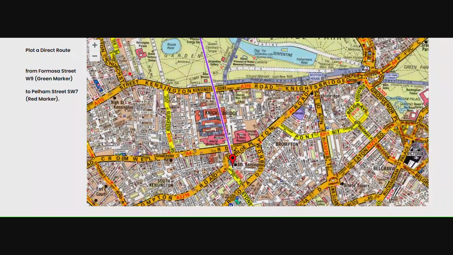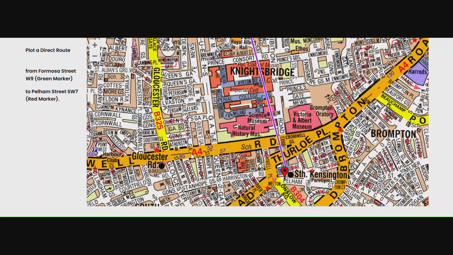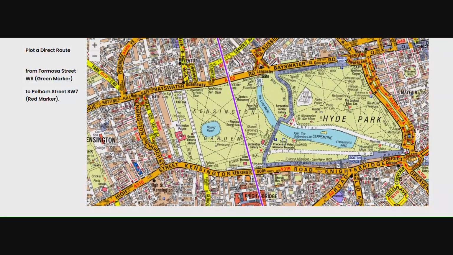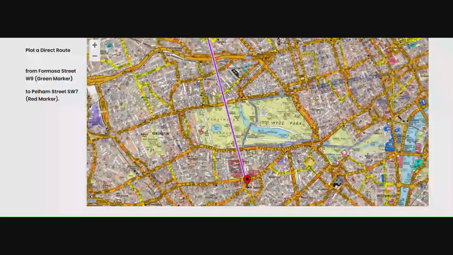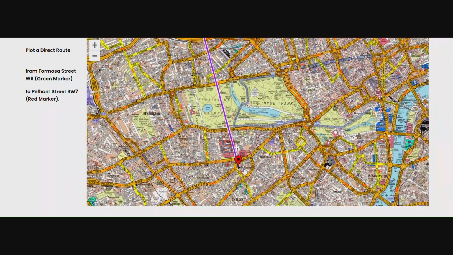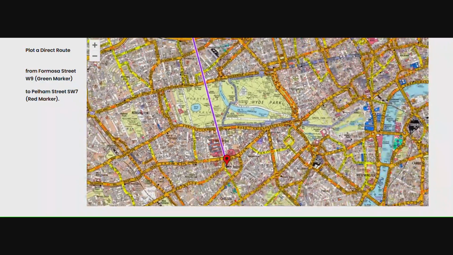So in this planning, you would have noticed that there are central reservations involved, there are one-ways involved, there is extensive planning required on how exactly we can start from our starting point, which is Formosa Street, and arrive at Pelham Street. Now, if we have completed our planning, let me show you something very interesting first.